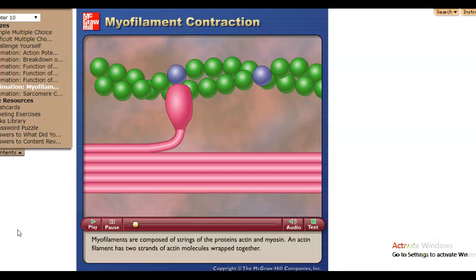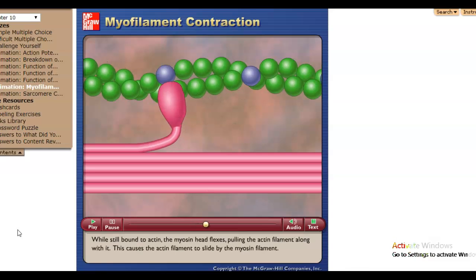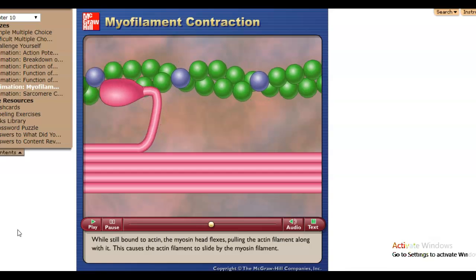Myofilaments are composed of strings of the proteins actin and myosin. An actin filament has two strands of actin molecules wrapped together. A myosin filament has many myosin proteins packed together, and each myosin protein has a globular head region that protrudes from the filament. Myofilaments can contract or shorten due to interactions between the myosin heads and the actin filaments. Contraction begins with the head of myosin molecules bound to actin on the actin filament. While still bound to actin, the myosin head flexes, pulling the actin filament along with it.